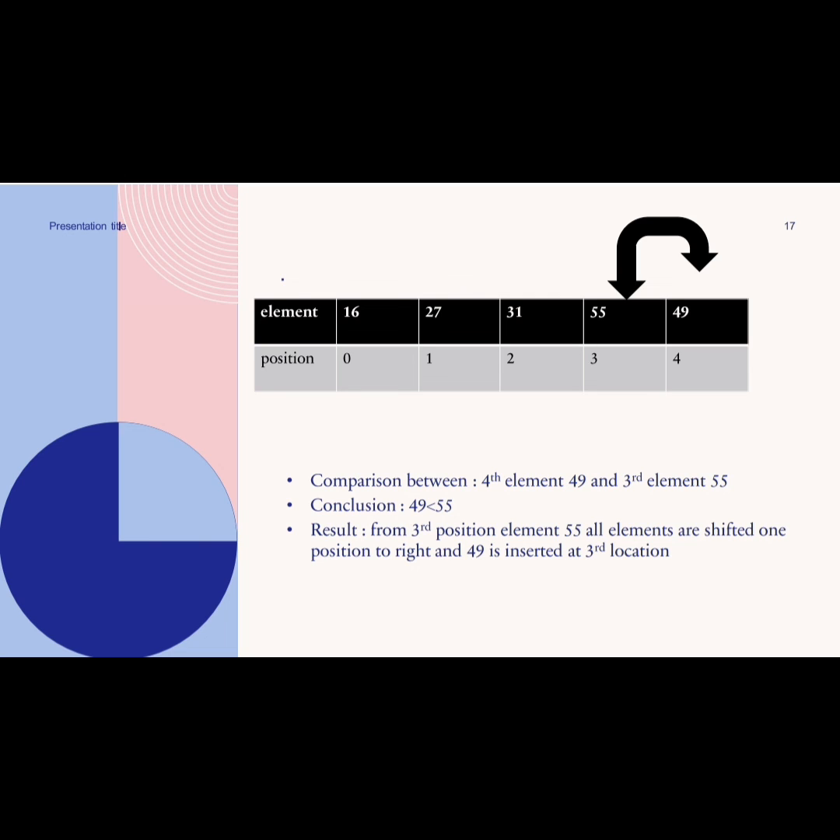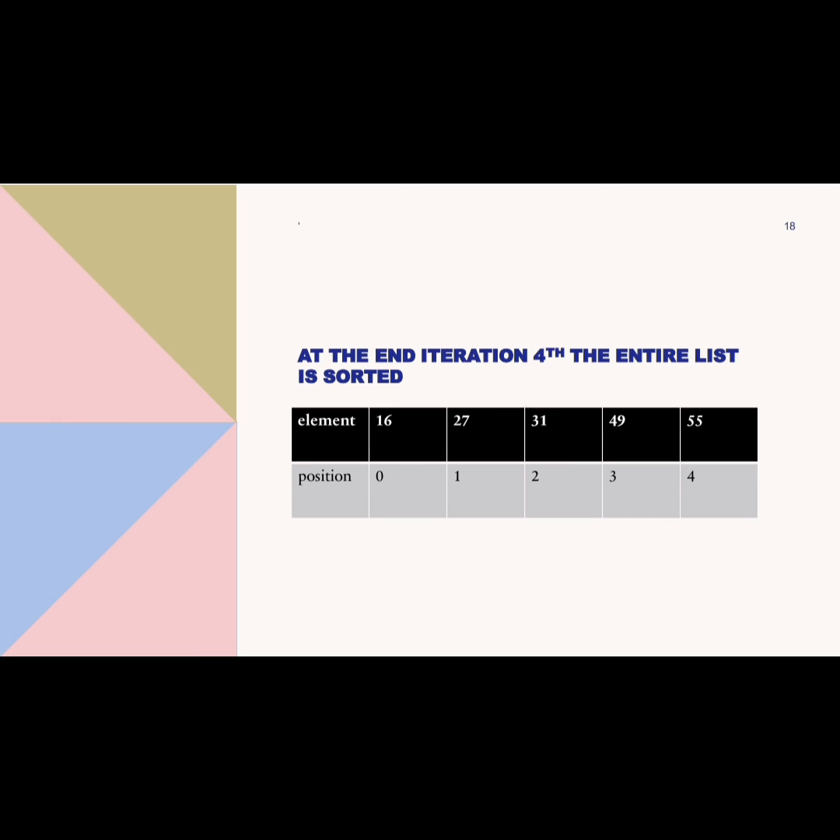In the next iteration, the fourth element 49 and the third element 55. The conclusion of this iteration is that 49 is less than 55 and the result is that from the third position element 55, all elements are shifted one position to the right and 49 is inserted at the third location. At the end of iteration 4, the entire list is sorted as follows.